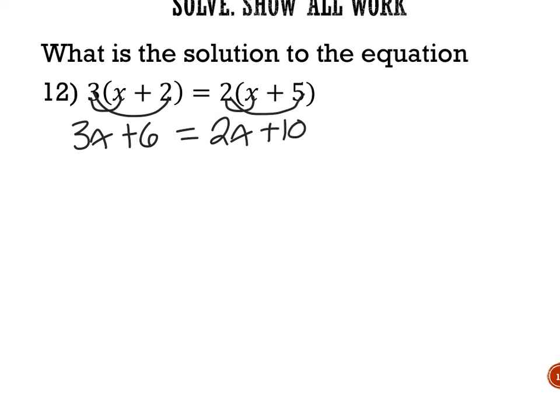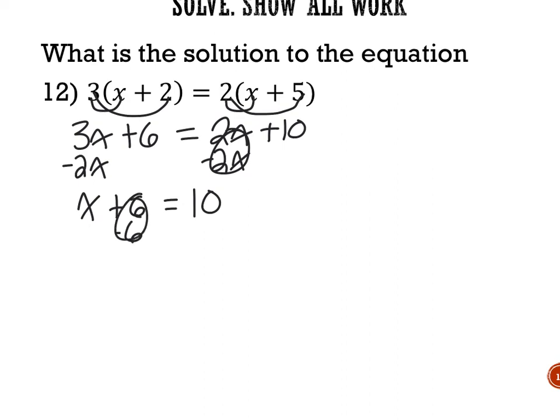I have no like terms to collect, so I'm going to collect my variables to one side. I'm going to move my 2x over to my 3x by subtracting. 2x minus 2x equals 0, and 3x minus 2x equals x, plus 6 equals 10. Move my 6 with my 10 by subtracting, because it's positive, so 6 minus 6 is 0. 10 minus 6 equals 4, so x equals 4.